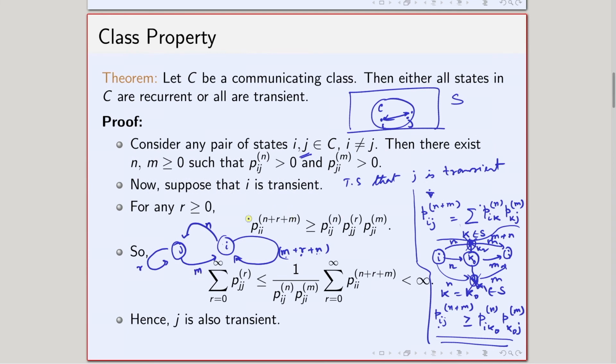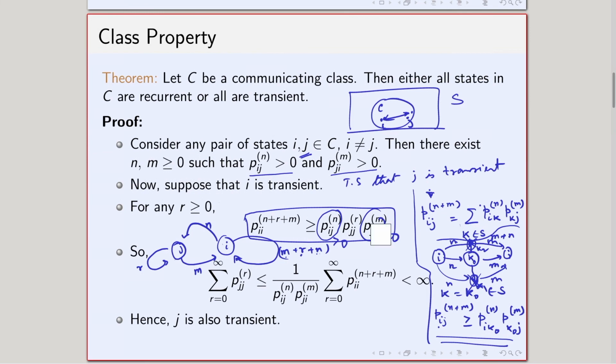So that means the probability of moving from i to i in n plus r plus m steps is greater than or equal to moving from i to j in n steps, j to j in r steps, and j to i in m steps. This inequality holds true for any value of r greater than or equal to 0. Now you see that this quantity is strictly greater than 0, and similarly this one is greater than 0.